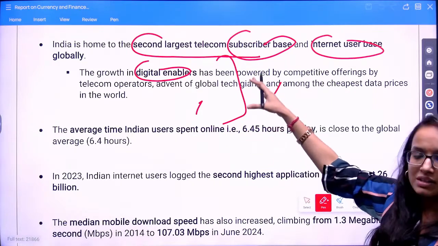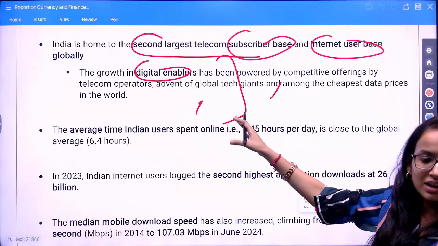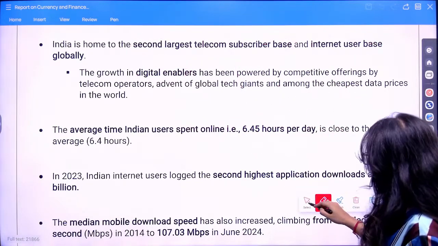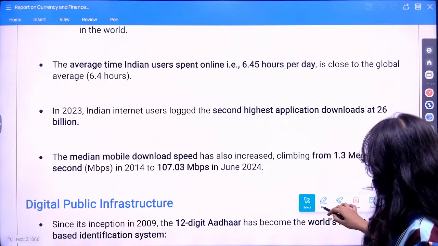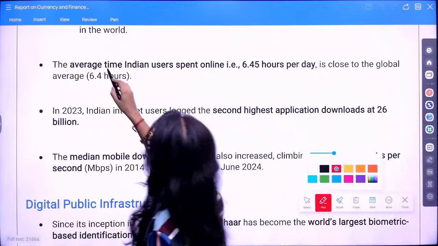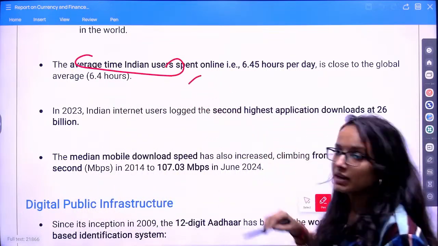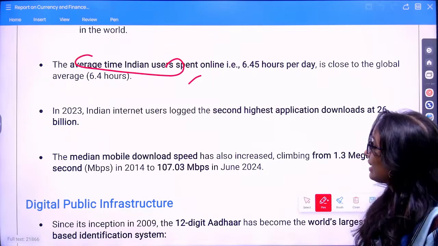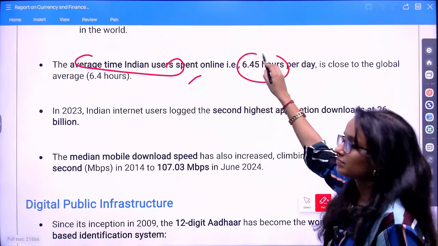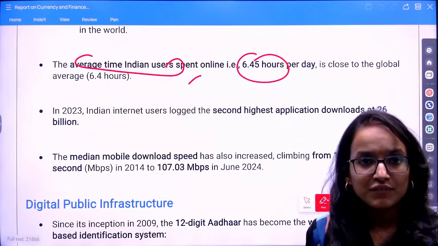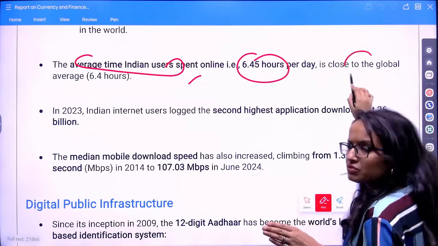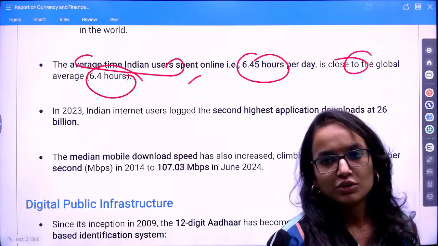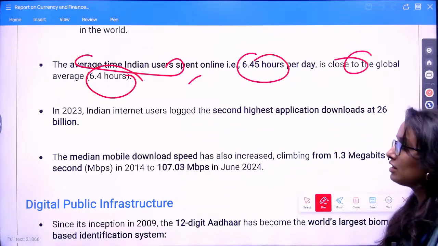That's why we have the second largest telecom and internet user base. Talking about more Indian experiences, the average time an Indian user spends online is 6.5 hours, which is very close to the global average of 6.4 hours. So this is the average time spent by an Indian online.